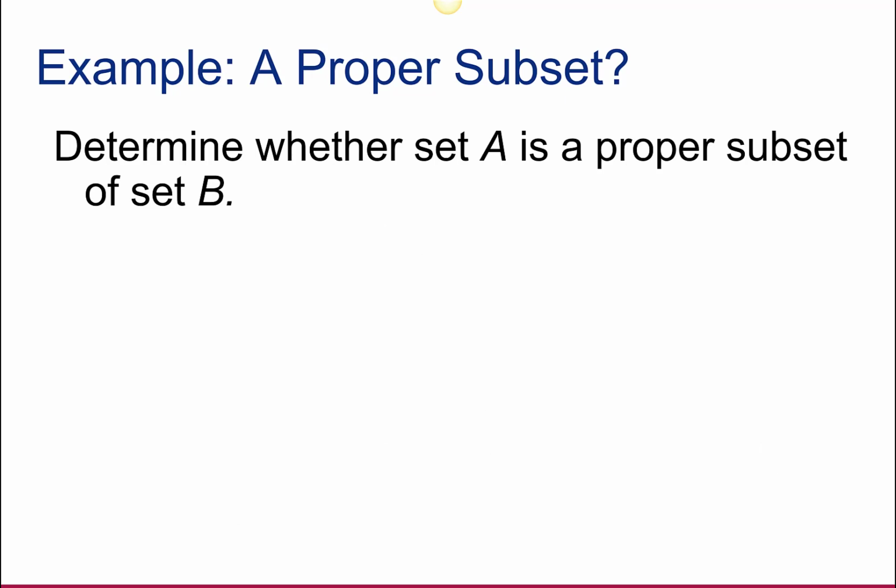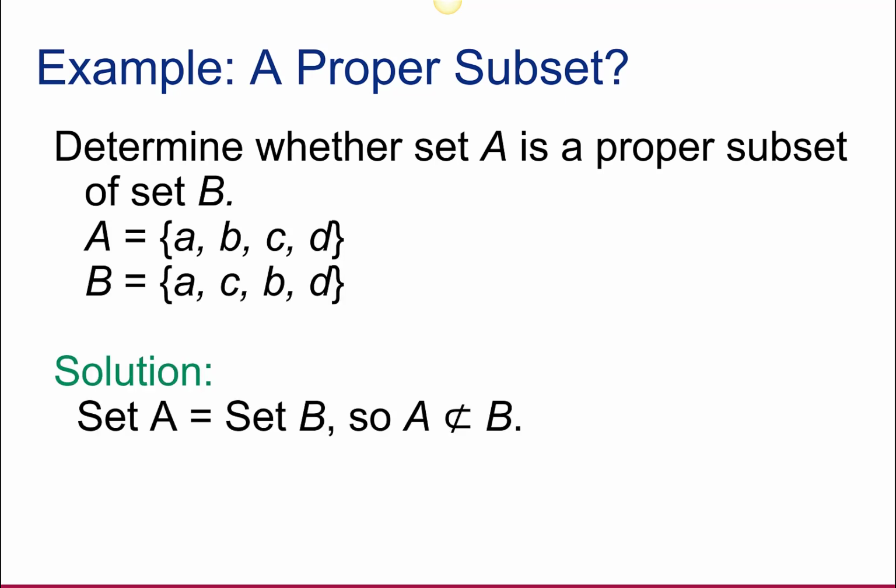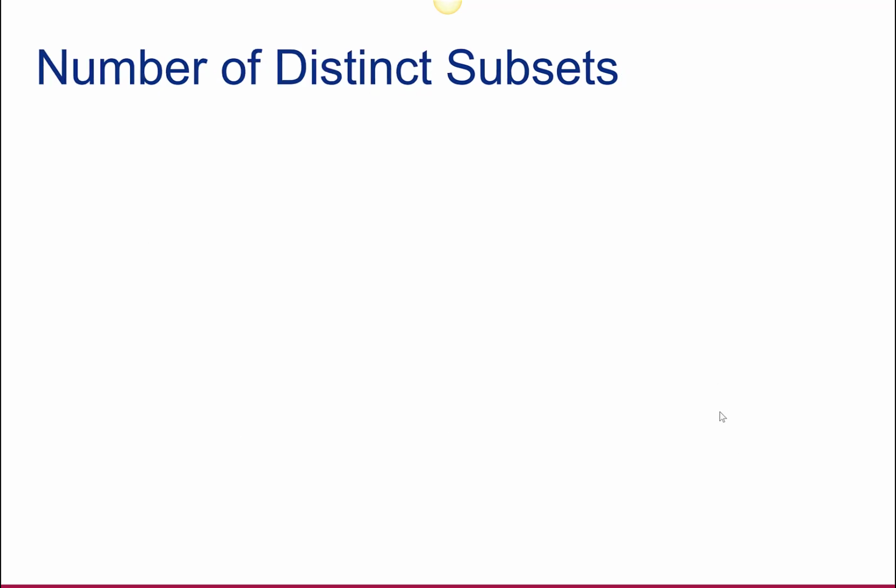Determine whether set A is a proper subset of set B. Set A contains the elements A, B, C, D. Set B contains the elements A, C, B, D. Here we see that set A and B are equal, so therefore A is not a proper subset of set B. Remember, just because the elements are written in a different order does not change the fact that set A is equal to set B.